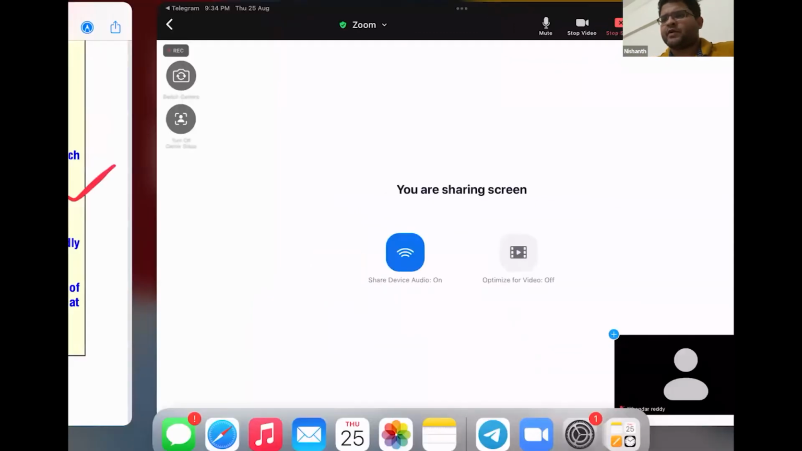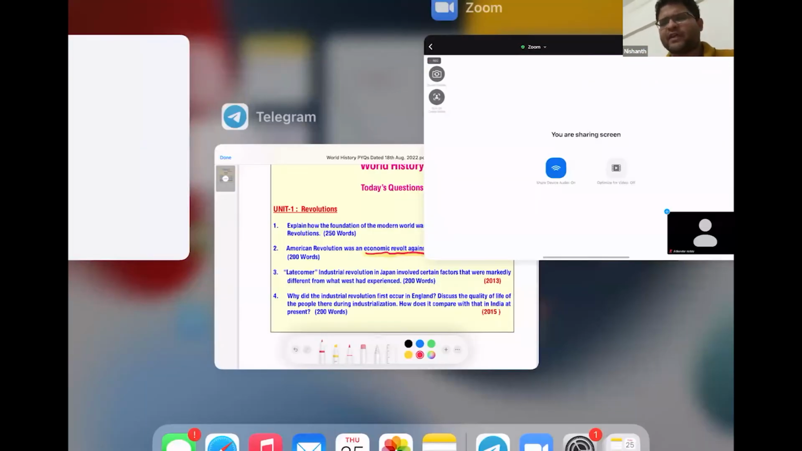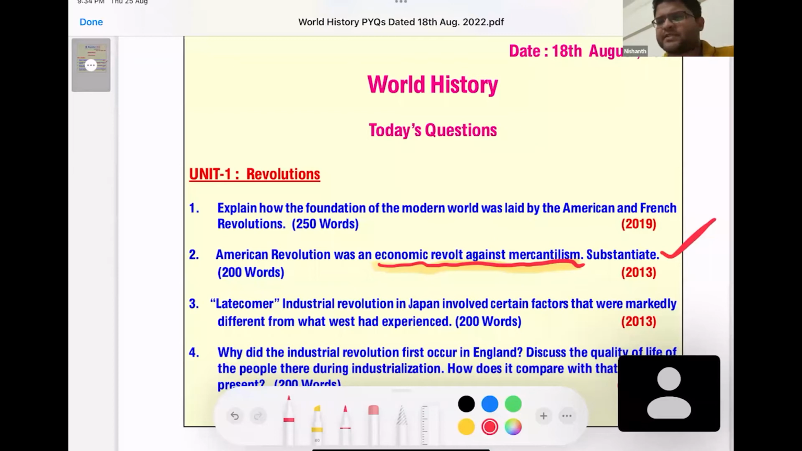So basically, the question is asking about the economic revolt against mercantilism. So it is basically one of the reasons. There are other reasons also. So you have to significantly speak about the economic revolt against mercantilism and then give another aspect or another dimension and then close the answer. So you can just introduce this question by giving the definition of mercantilism.